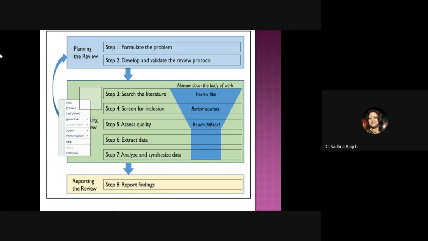In this phase, that is conducting the review, step 3 is to search the literature. Where are you searching for your research literature? When you type in Google, can you find the existing literature for your review? No, not really. So you have to select the proper search engine.